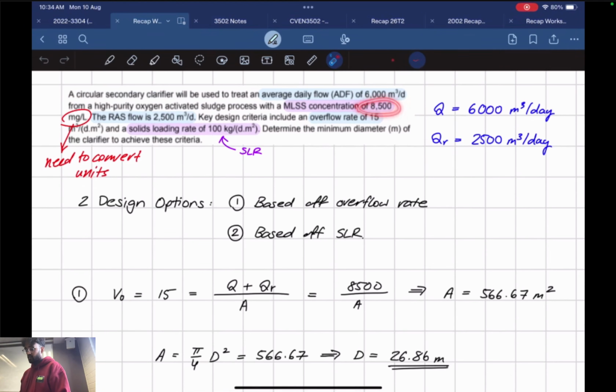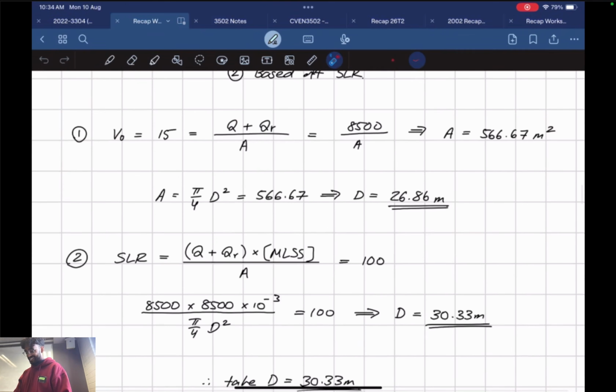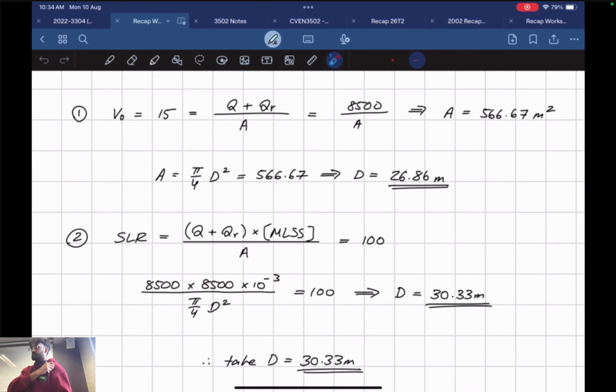which they've given us to be 8,500 milligrams per liter. So we have to be careful of the units because they've given it to us in milligrams per liter, right? But in concentration, we want to use grams per liter. It's like the typical thing. So I've done 8,500 times 10 to the minus 3, which is pretty much converting it from milligrams per liter to grams per liter. Right? And the area again is pi over 4 d squared, which is equal to 100, which is our SLR, a maximum SLR. Maximum? Yeah, maximum. And yeah, we end up getting D equals 30.33.